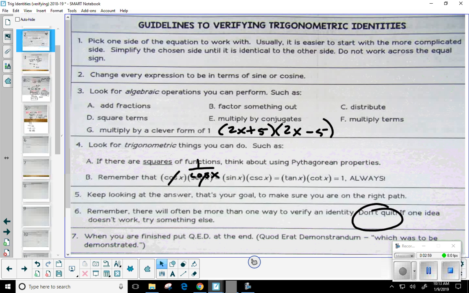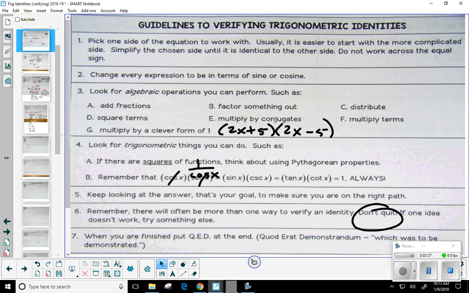The strategies I was mentioning a few moments ago are listed right here on the front of the packet you got yesterday. The trig identities are a great way to start. One of our best options is always to rewrite everything in terms of sine and cosine, unless it's already in terms of sine and cosine. Algebraically, add fractions, factor, distribute, and conjugates are always a good one. At the end, because we're now proving these equations, we put QED, which is Latin, but we'll just say quite enough done.